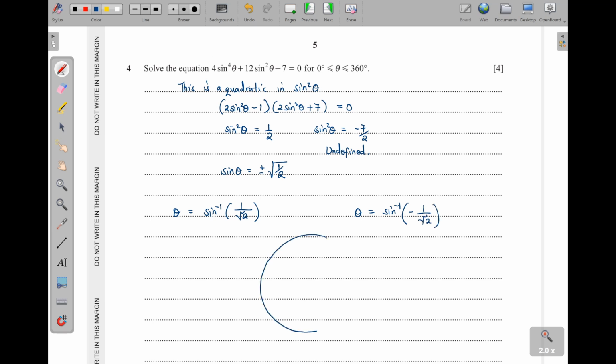Now using the 4 quadrants, sine, we know it is positive in the first quadrant and second quadrant. It is negative in the third quadrant and the fourth quadrant. So since we are moving from 0 to 360, then we are considering all the 4 quadrants. This is 0. Remember, when we go anti-clockwise, the angles are positive. When we go clockwise, the angles are negative. So this will be 90 degrees, this will be 180 degrees, this will be 270 degrees. Then by the time we come back here, this will be 360 degrees.